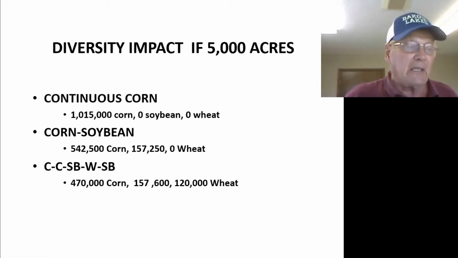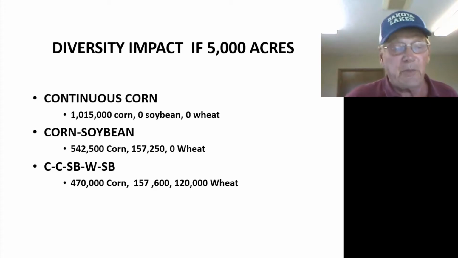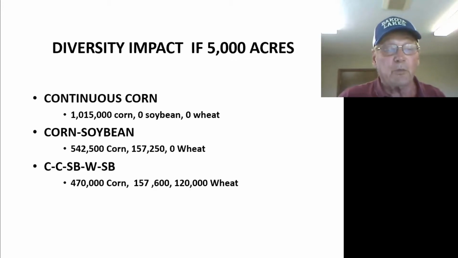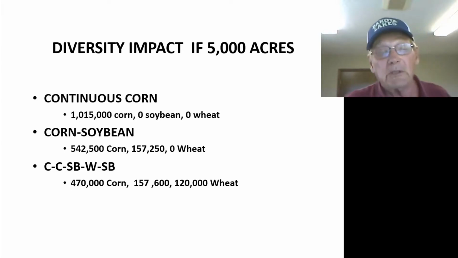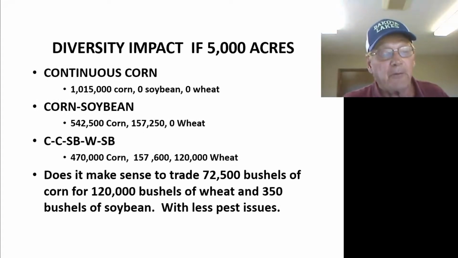If we add up how many bushels of corn we get and how many bushels of beans and whatever in those rotations, you'll notice that we produce, assuming a 5,000 total acre farm, more soybeans on less acres with that bottom rotation than we do with the corn soybean. So 2,500 acres of soybeans in the middle rotation and 2,000 in the bottom one. And if we look at profitability, does it make sense to trade 72,500 bushels of corn for 120,000 bushels of wheat? Well, that's a no-brainer. And then we get another 350 bushels of soybeans, and we've caused less problem with diseases and weeds and whatever.